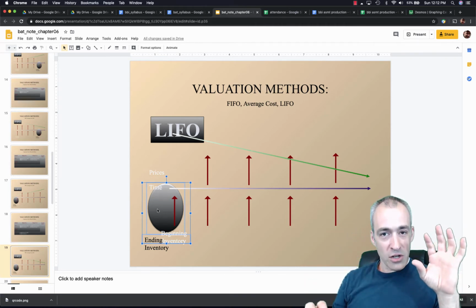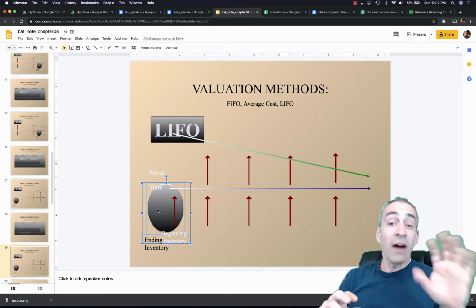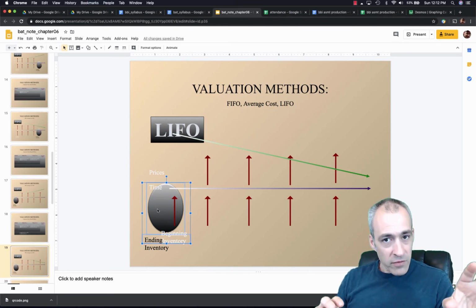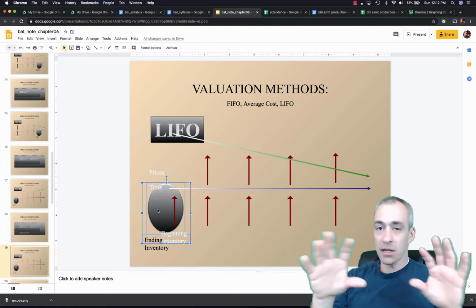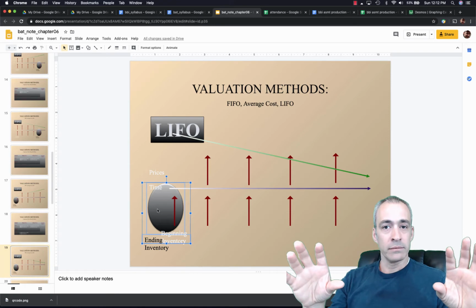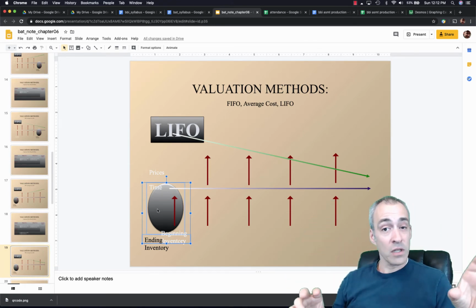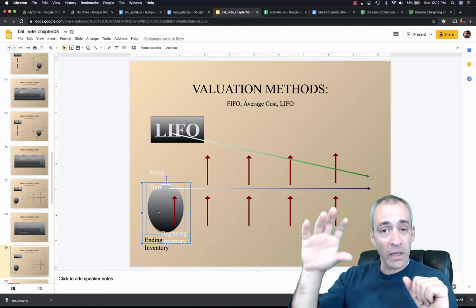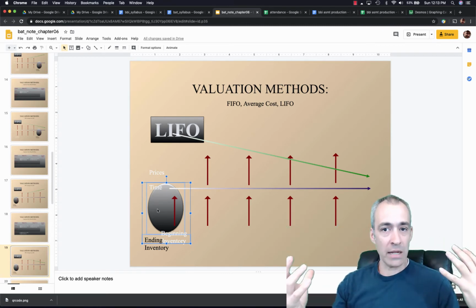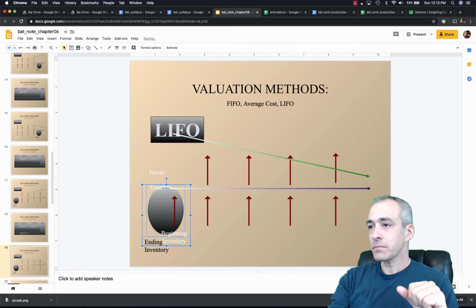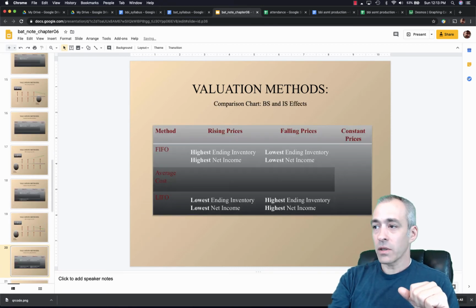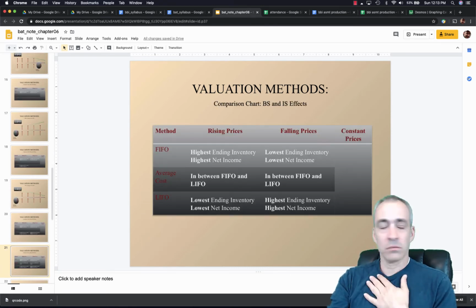FIFO keeps the newest stuff in inventory. LIFO keeps the oldest. That's always true. Just remember that. And then you can adjust your thinking whether prices are rising or falling. But FIFO keeps the newest stuff in inventory. LIFO keeps the oldest. And average cost is just a blend. It's average. Right? Oops. So here's the chart.